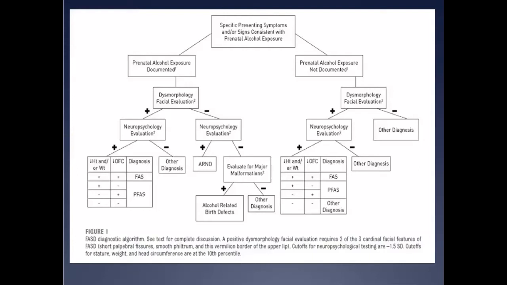One thing that's really important to notice is that for children who do not have confirmed alcohol exposure, so there was not anybody who witnessed the birth mother drinking during this pregnancy, or the birth mother did not disclose this, for a child to receive an FASD diagnosis, the child must have both facial features, neurobehavioral features, and small either height, weight, or head circumference in order to establish a diagnosis.